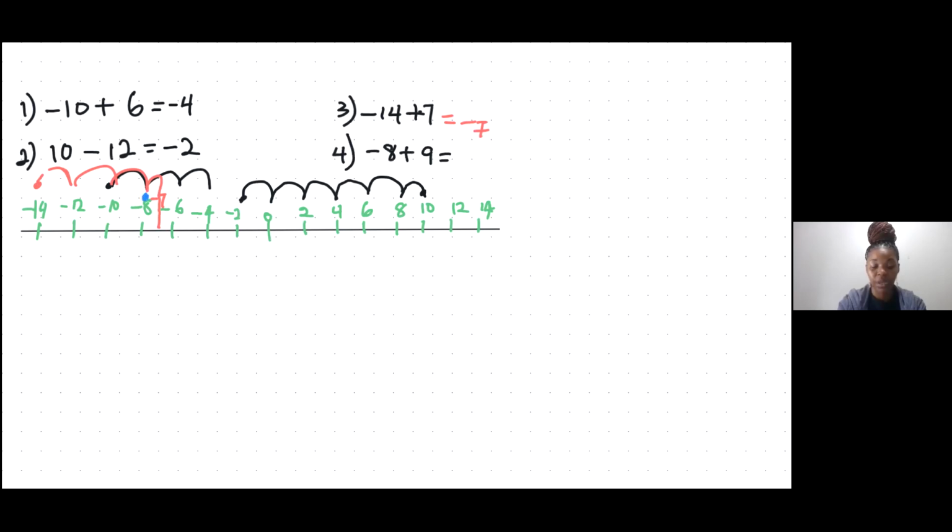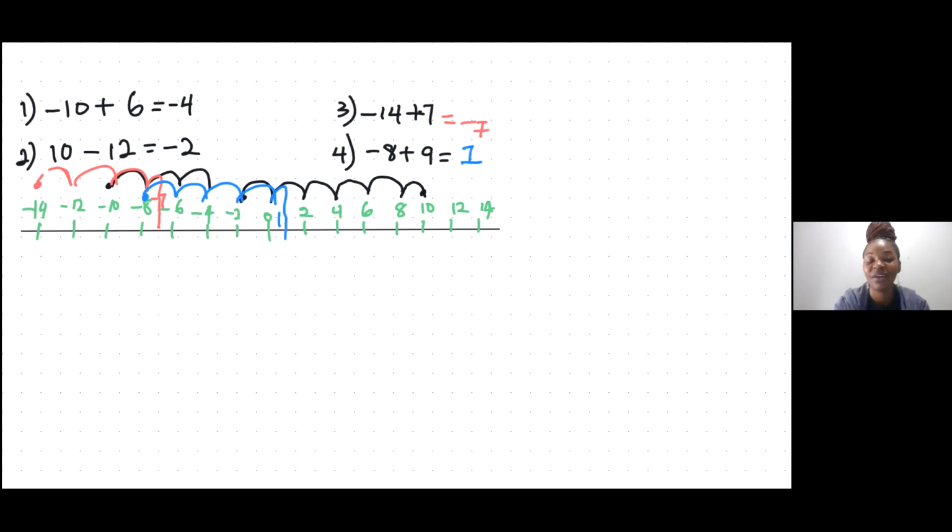So again, our numbers are increasing and decreasing in 2s, so I can't say 1, 2, 3. I have to say 2, 4, 6, 8. If I go a whole length again, I'll go to 10, but I don't want to go to 10. I want to do 9. So I'm going to stop halfway. And between 0 and 2 is 1. So my answer here is 1.